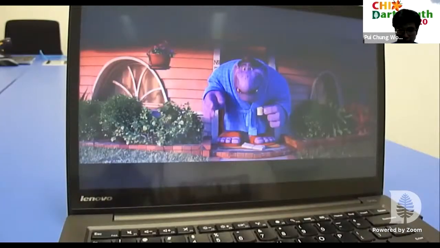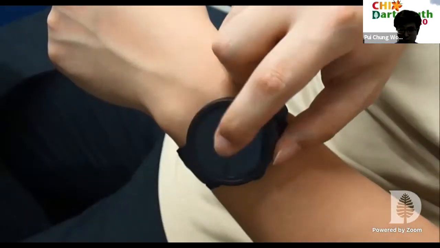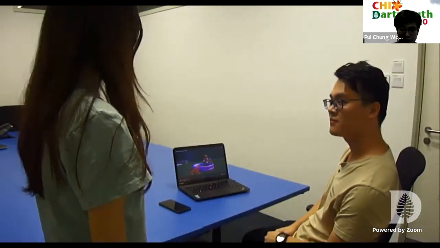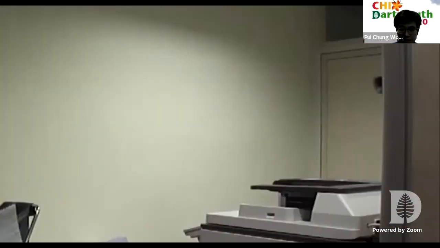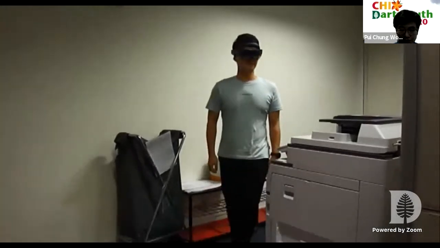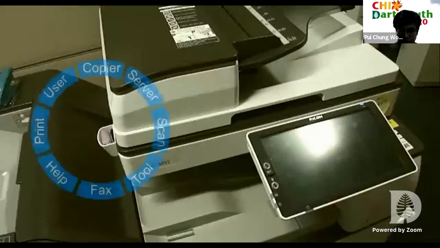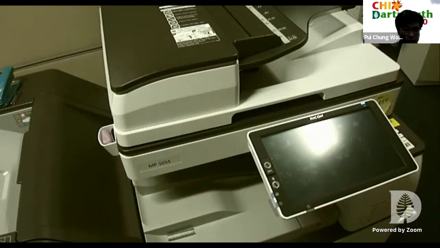And second, with bezel gestures, users can swipe from different bezel regions to interact with daily life objects, for example, to pause a video on a laptop or to reject a phone call. It could be useful in social scenarios. And bezel menu control allows the user to navigate a circular menu using a bezel initial swipe to control a printer when wearing a HoloLens.